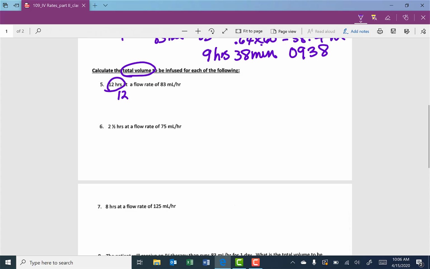So we have 12 hours over 1, and we're going to multiply it by hours has to go here, so milliliters goes here. So we have 83 milliliters per 1 hour. Cross out your hours. 12 times 83 is 996 milliliters. That's the total volume to be infused. Okay, if it's going at 83 milliliters per hour and it's going to be done in 12 hours, you would have to have 996 milliliters.